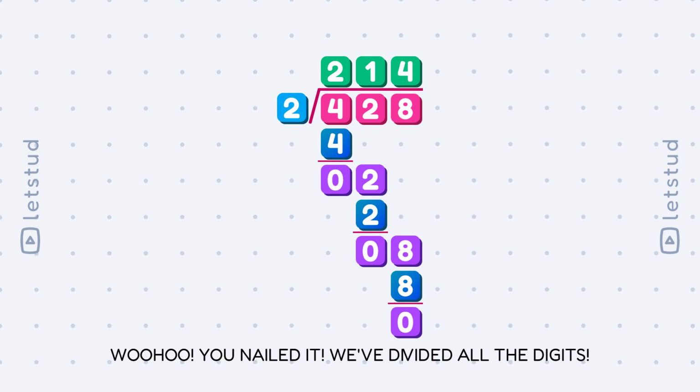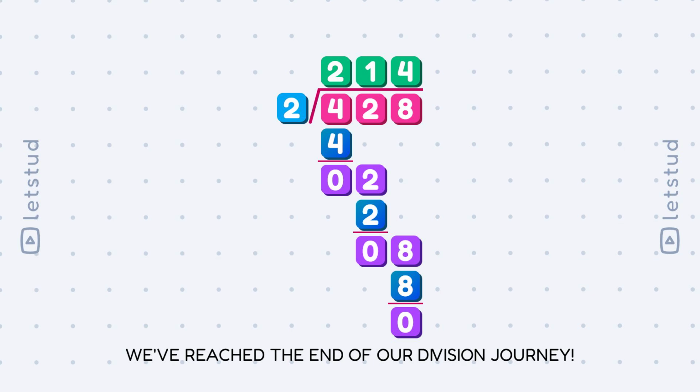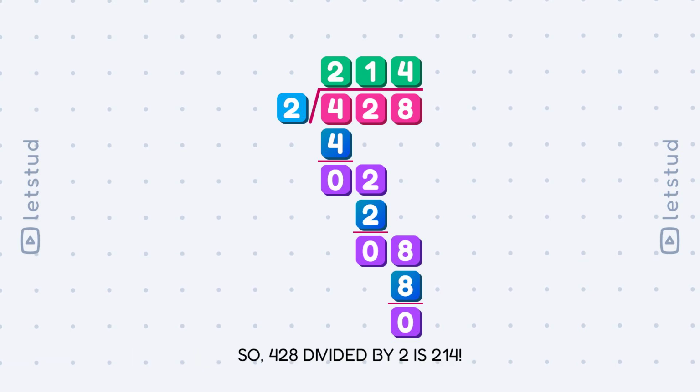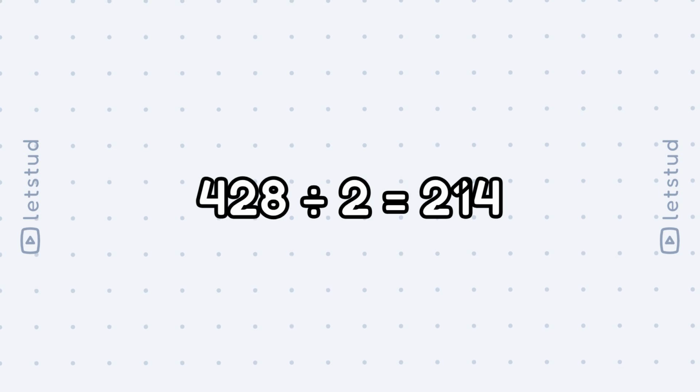Woohoo, you nailed it. We've divided all the digits. We've reached the end of our division journey. So 428 divided by 2 is 214. Great job, everyone. We tackled 428 divided by 2 step by step and found our answer is 214. Remember, every long division problem is just a series of smaller, manageable steps.